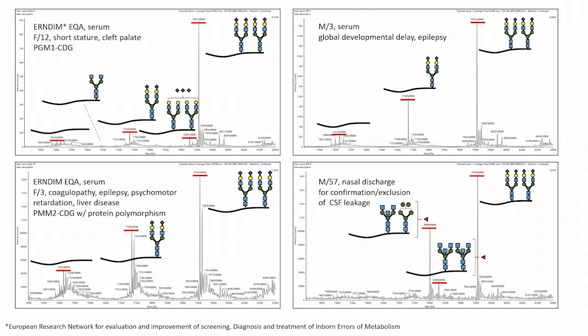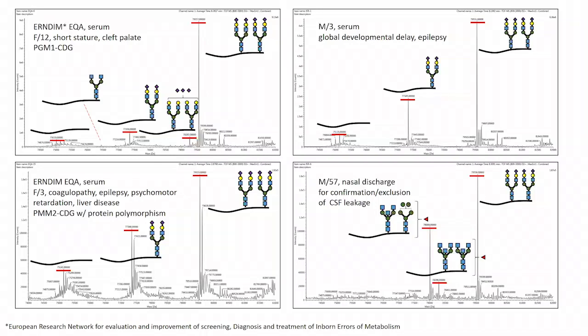Based on the accurate mass screening, we can see that this is a biantennary truncated form of a monoglycosylated transferrin. And then the bottom one is a type 1 CDG with protein polymorphism. And again, the disialotransferrin we can identify quite reliably, as well as the presence of a double peak, which confirms that there is a protein variant in these samples.